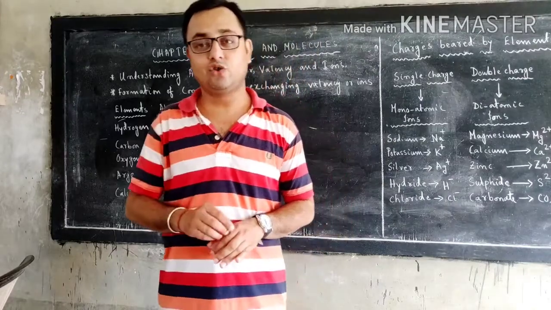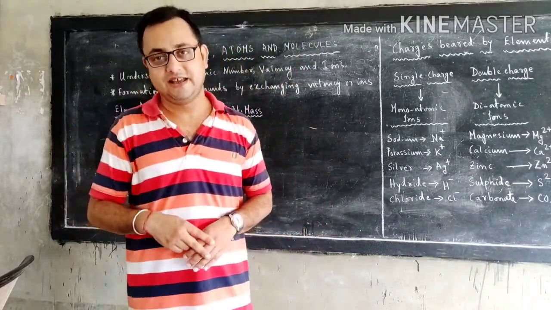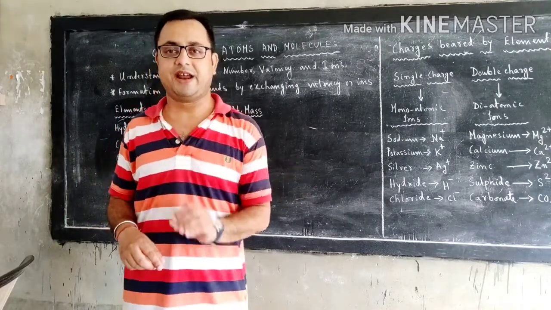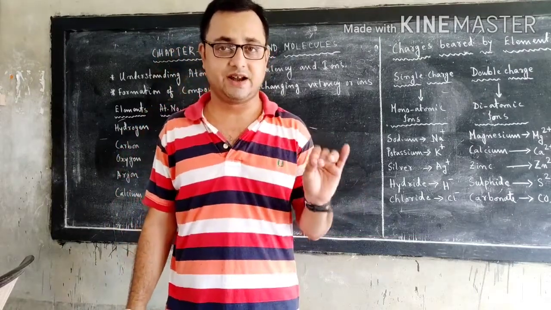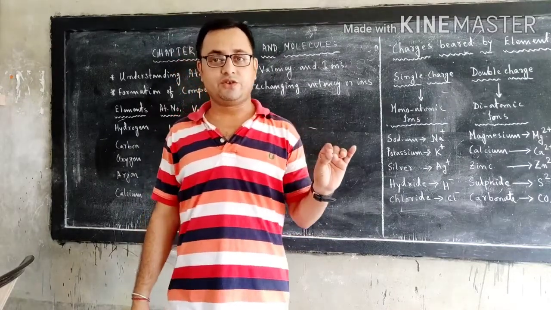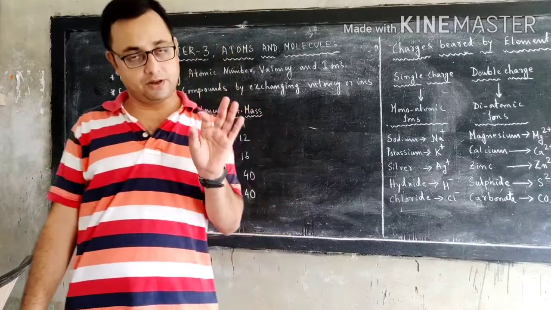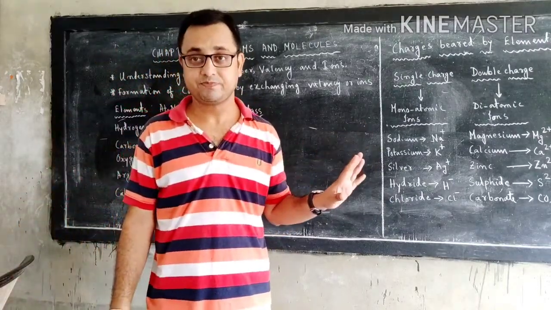Alright? An isotope means a particular element has two masses, as in the case of chlorine. However, we write the cumulative average of chlorine, that is 35.5. The atomic mass of chlorine we write as 35.5. But chlorine has two isotopes, of which one isotope has an atomic mass of 35 and the other isotope has an atomic mass of 37.